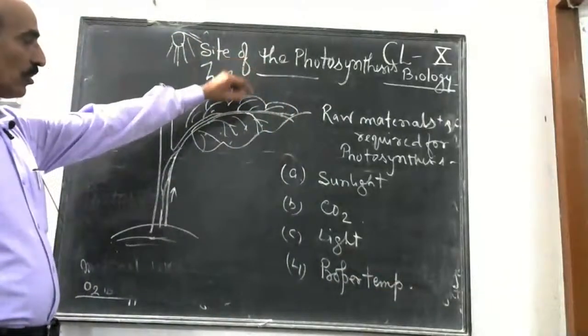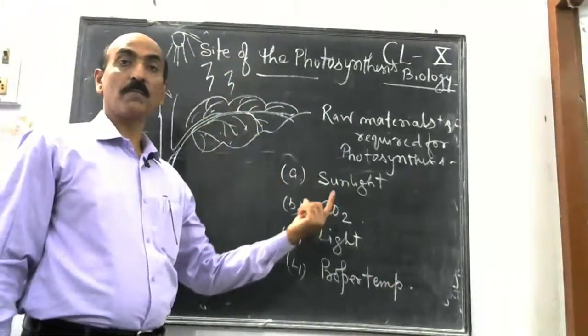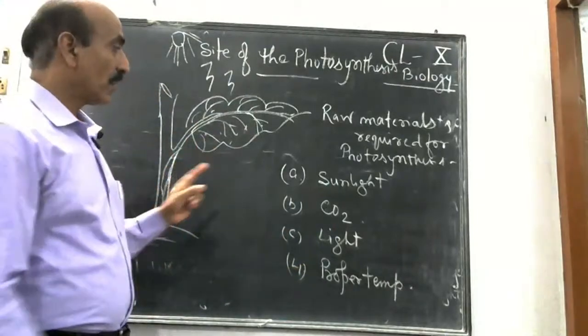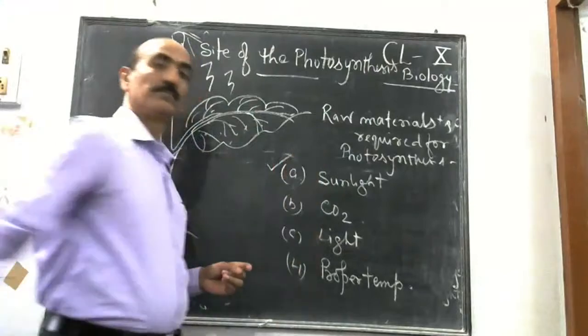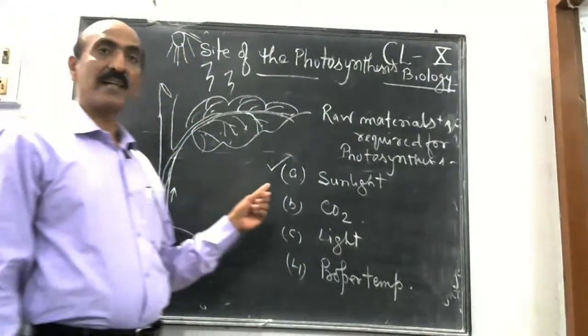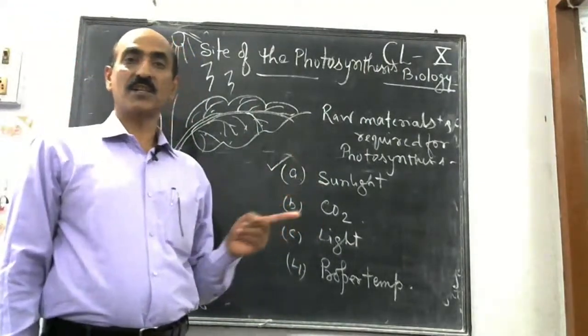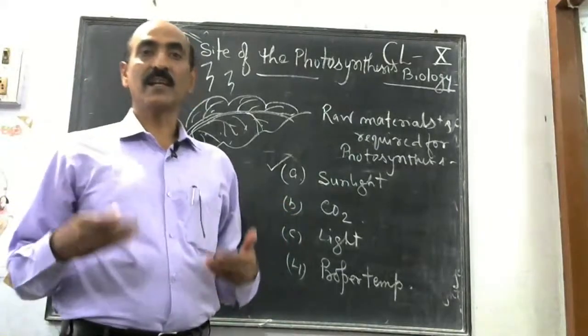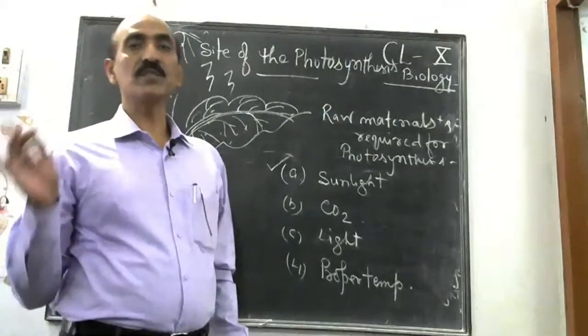Okay, so these are the four basic raw materials required for photosynthesis. First one is sunlight. It is the sunlight from which radiant energy is utilized and chemical energy is produced during photosynthesis.